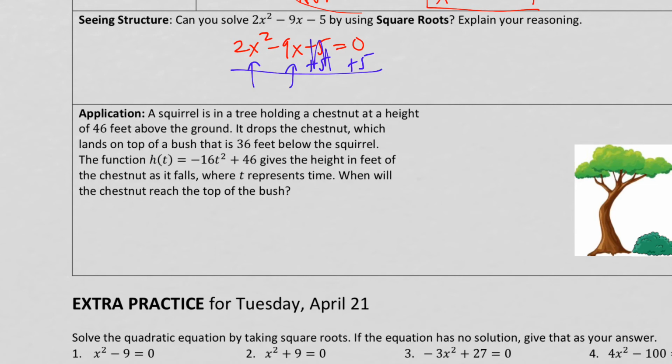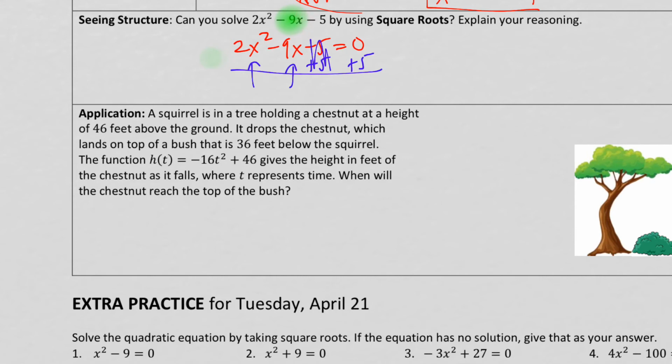So in this case, because you have a bx term like that, you wouldn't want to use taking square roots, this technique, in this question. So for questions that have an x term in it like this, you would opt to use a different technique like factoring or graphing or something else.